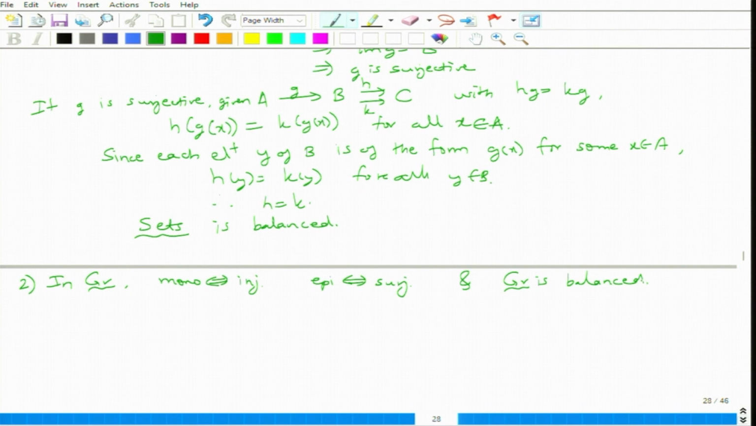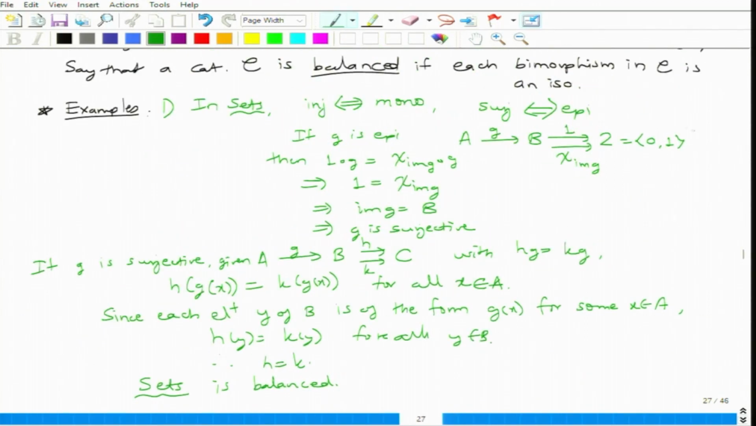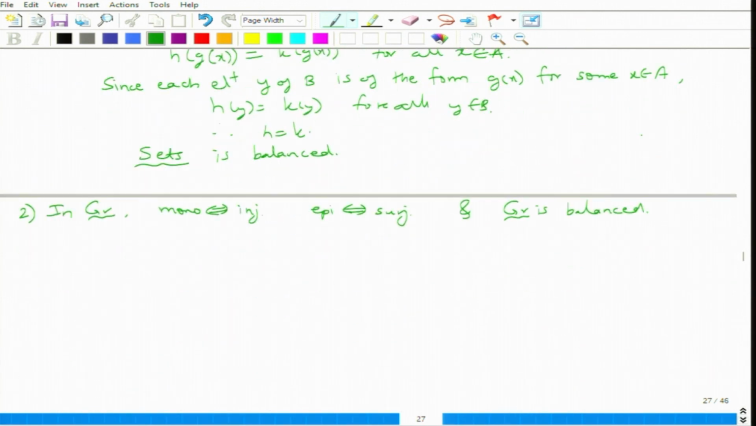This also holds, but there is one catch: the proof that we used here used the 2 element set. That 2 element set we can't use in the case of groups, because a 2 element group has very specific properties, so you don't want to do that. So the proof in fact uses something different. Which part was that? Epi implies surjective or surjective implies epi? Epi implies surjective.